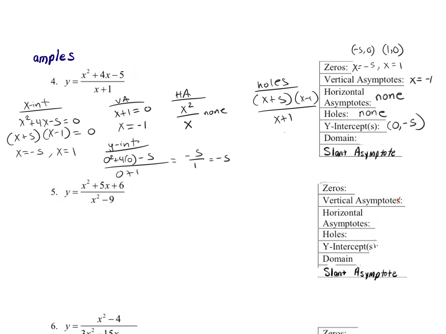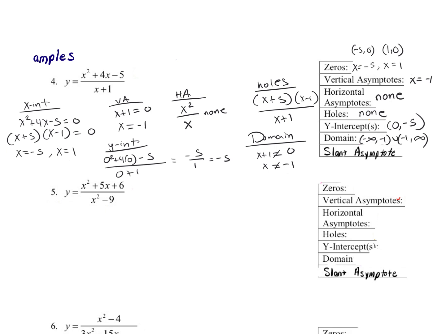For the domain, we deal with the denominator. So for the domain, x plus 1 cannot equal 0. So x cannot equal negative 1. And in interval notation, that would be negative infinity to negative 1, union negative 1 to infinity.